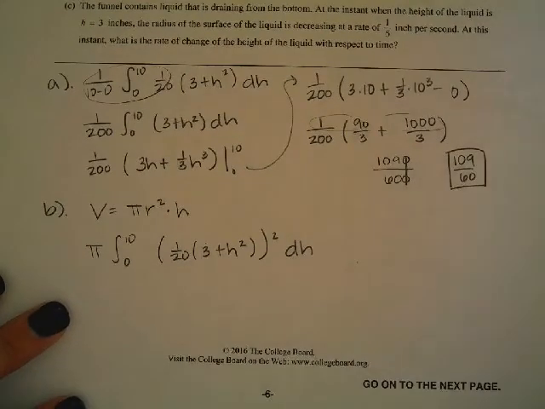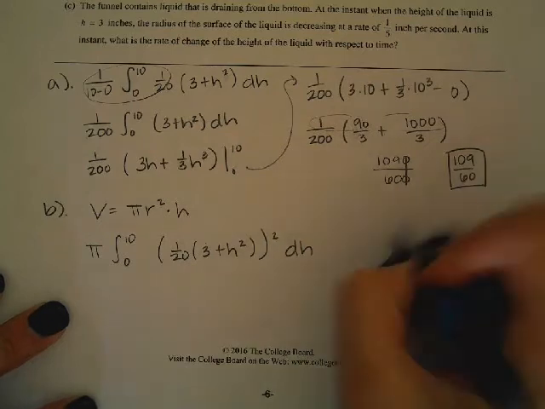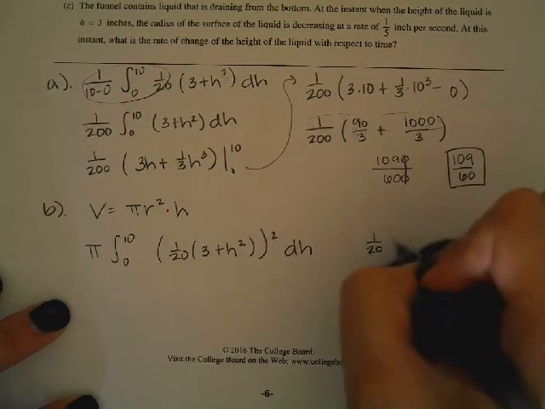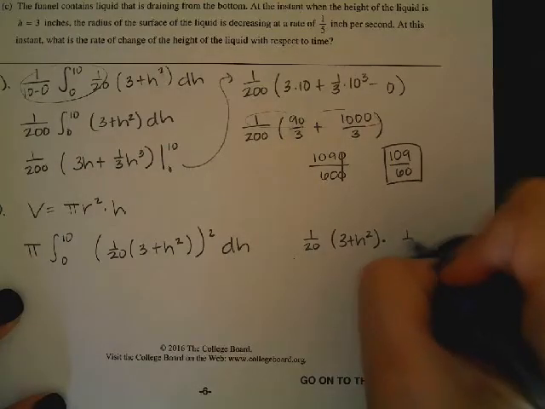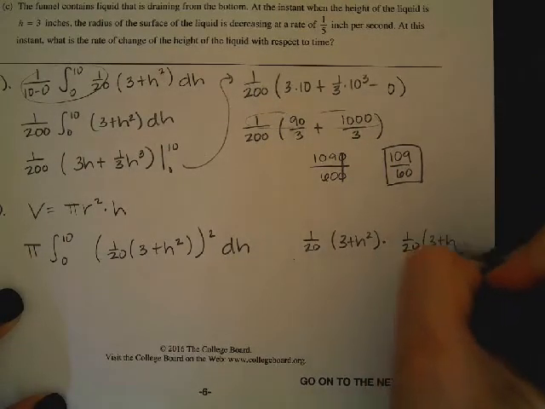Okay, so off to the side, I'm going to say we've got 1/20th, 3 plus h squared times 1/20th, 3 plus h squared.